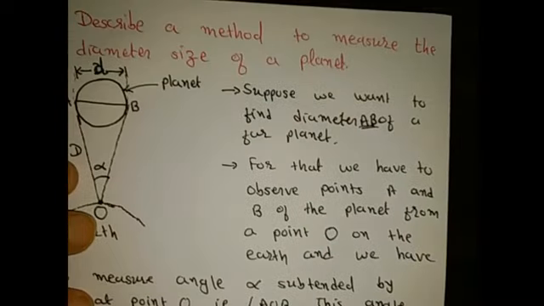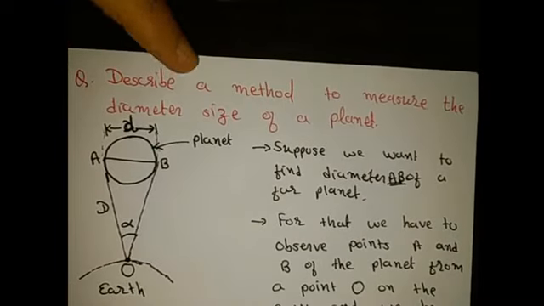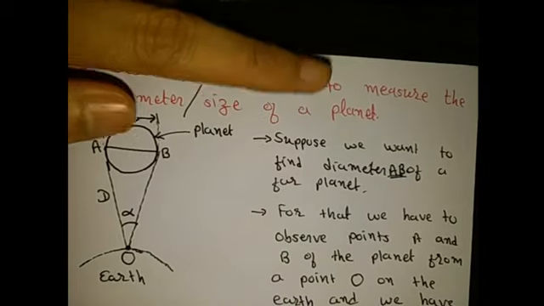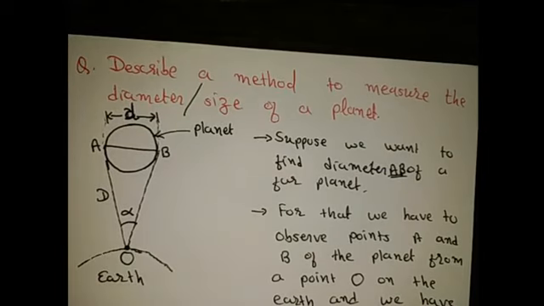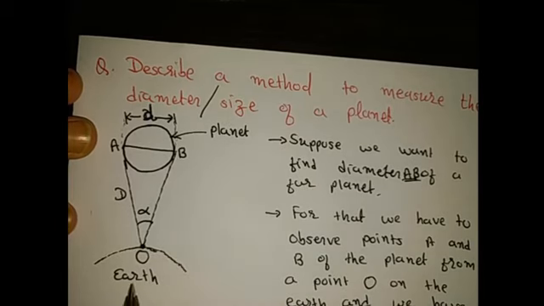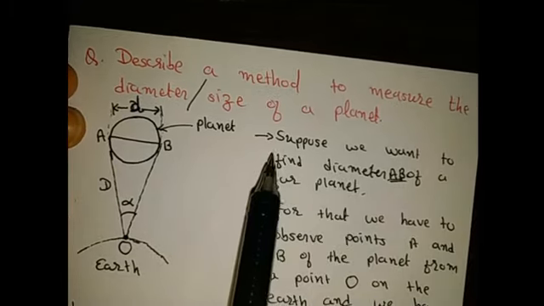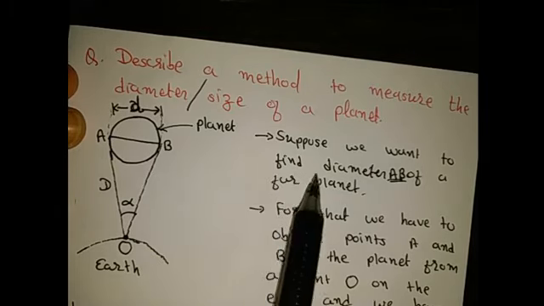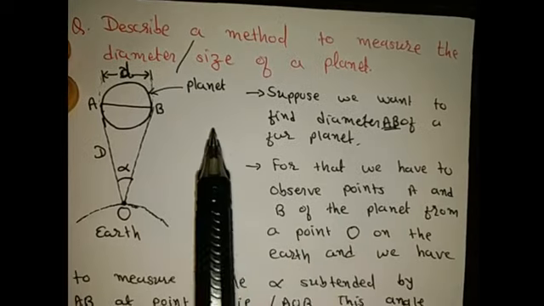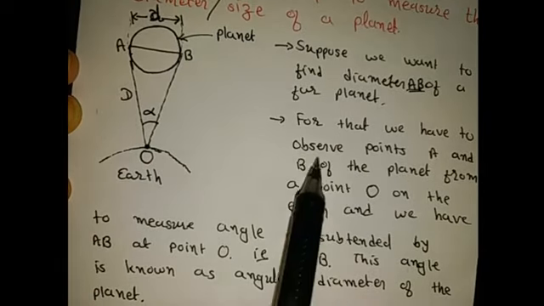See, here I have written it very properly. You can just go through it. The question that can be asked in your exam is, describe a method to measure the diameter or size of the planet, right? So first of all, if this question is asked, what you have to do, you have to draw this figure. Then you have to write an explanation of the figure, that suppose we want to find diameter AB of a far planet, right? For that we have to observe.